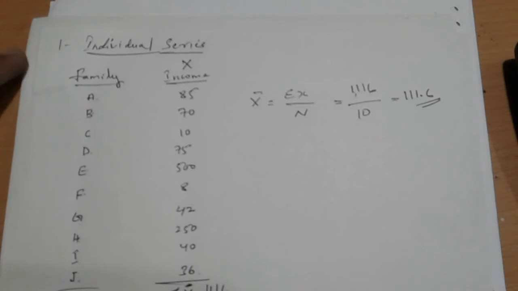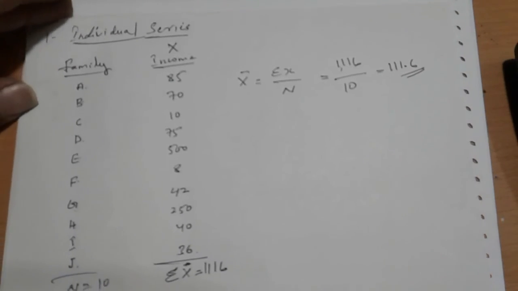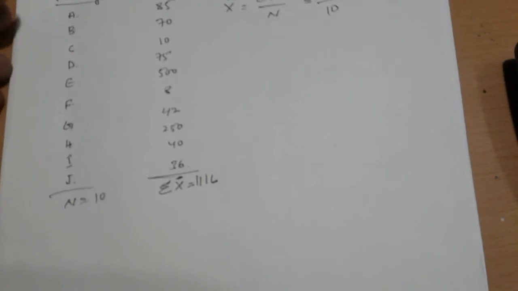This is the individual series. Now the discrete series. Discrete means values and frequencies will come.